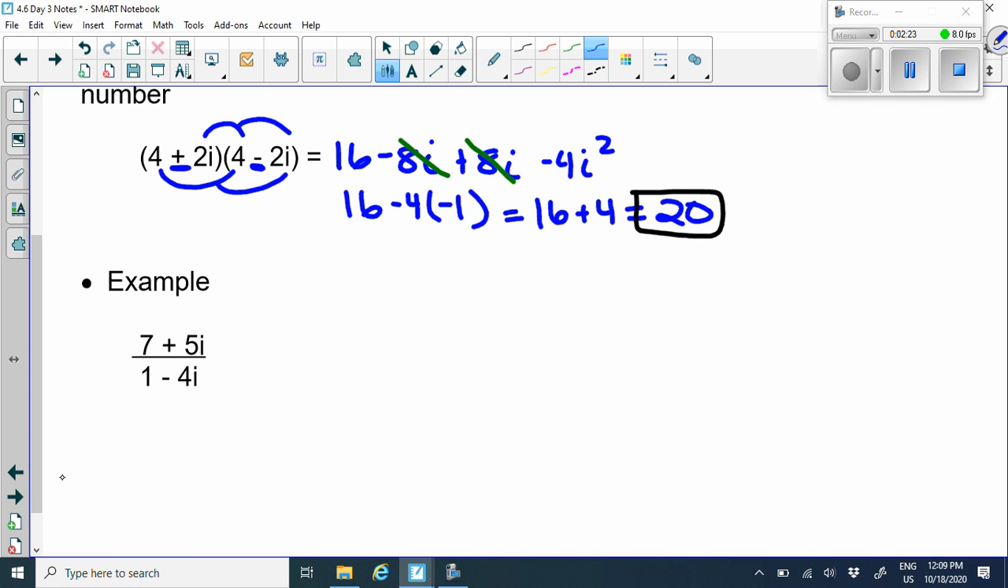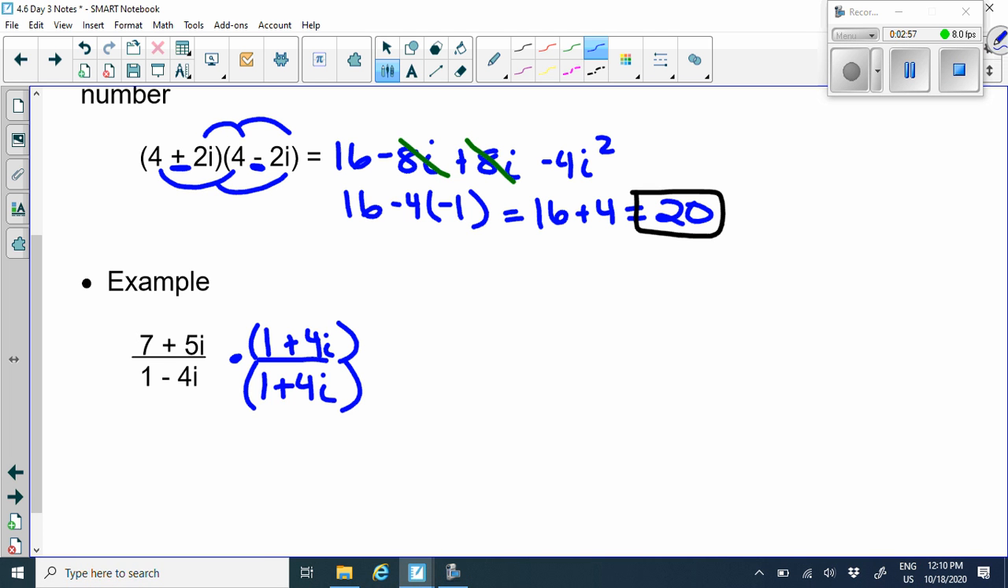So what we need to do is multiply the top and bottom by the conjugate. Now, what is that conjugate going to be? Well, that's going to be what we see in the denominator. Here we have 1 minus 4i. What will be the conjugate? The only thing we need to do is switch the sign in between the 1 and the 4i. So the conjugate is going to be 1 plus 4i. That's all you have to do. And we're going to do the same thing to the top, because what you do to the denominator, you've got to do to the numerator as well, okay?